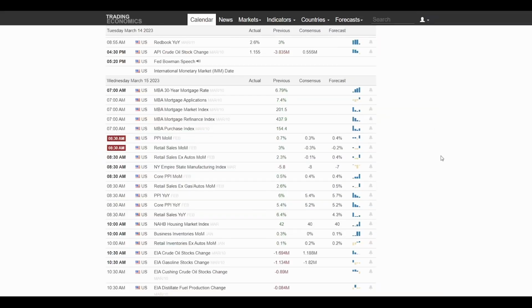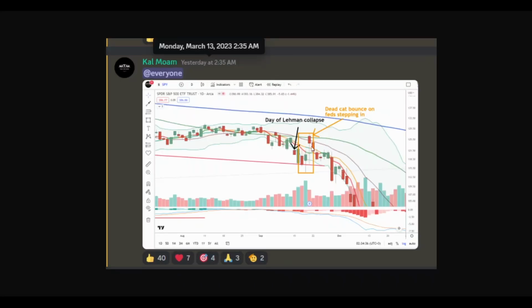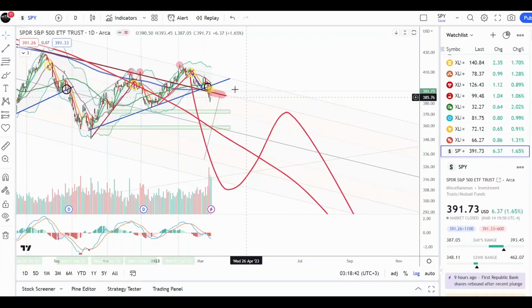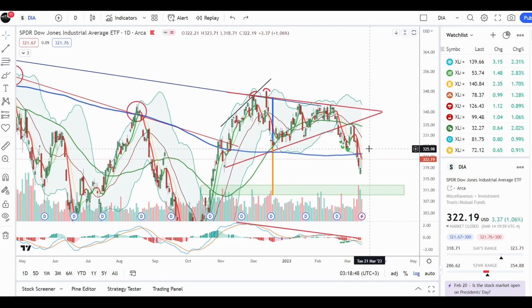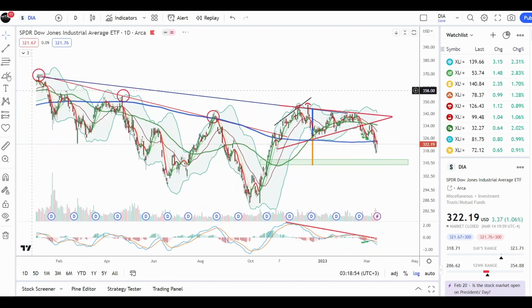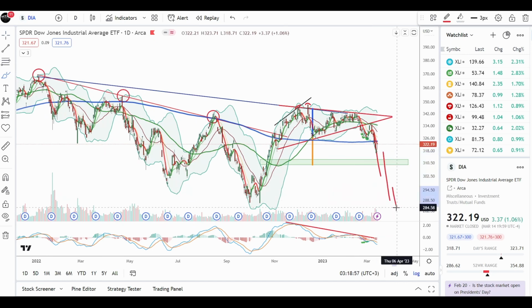Let's take a look at the economic events tomorrow. We'll have PPI at 8:30 a.m. Eastern Time, retail sales 8:30 a.m. Eastern Time. Again, if PPI and sales come below expectations, expect this Lehman-style dead cat bounce to continue at least for a day. Then very likely top 396 and the Dow Jones top at, let's see, 325 to 326 as well, and continue selling down from there all the way back down to the October low or even lower than that.